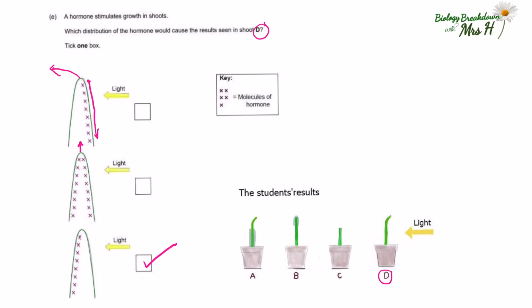So the answer is this one, definitely the bottom one, as the shady side will become longer than the lighter side and the shoot has to bend.